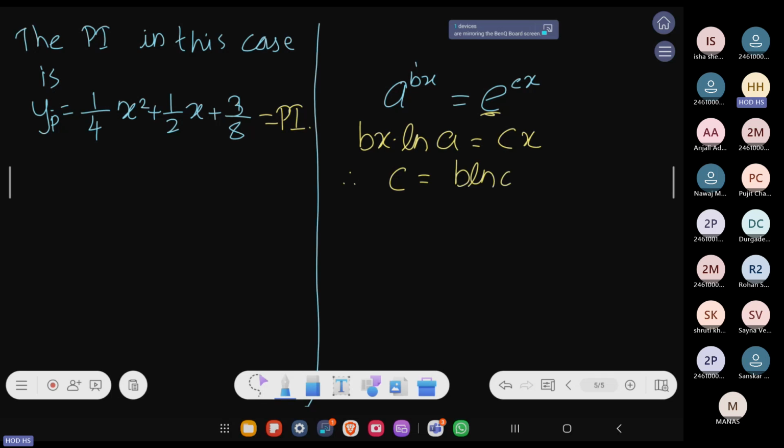b ln a, divided by, no, nothing divided by, right? Only b ln a. Okay, this is the change. This time it randomly worked.